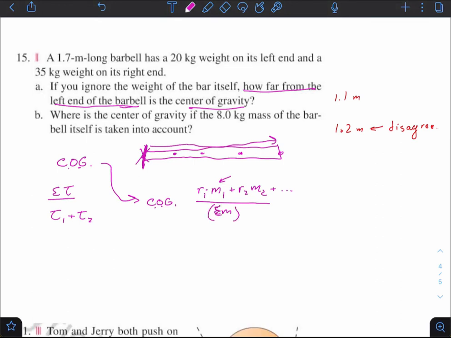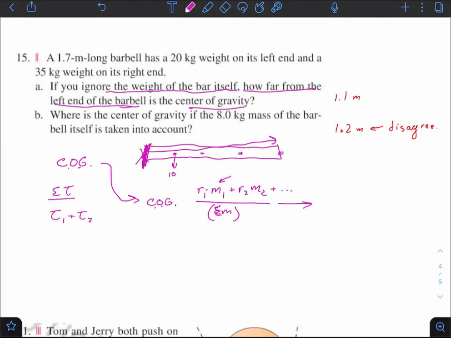And the reason this equation works to figure out the total distance is if you have 10 kilograms here, and it's a massless bar, which it is for this first one. Ignore the weight of the bar itself. It is the torque equation.